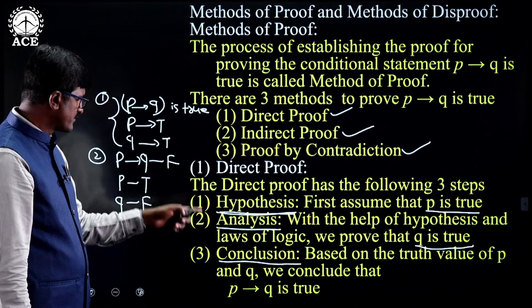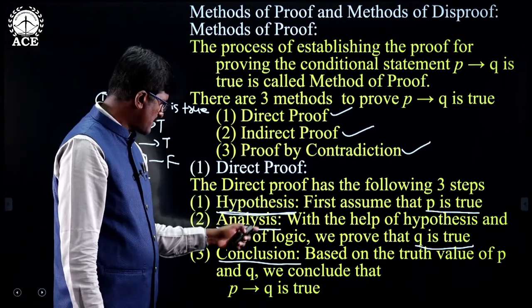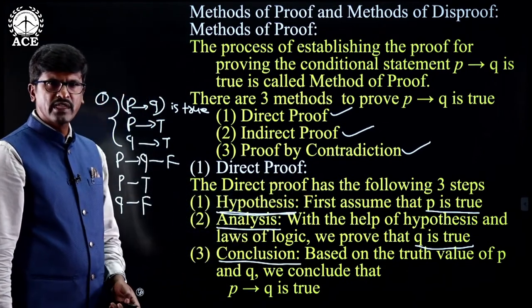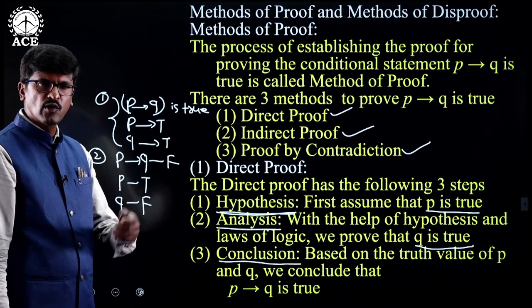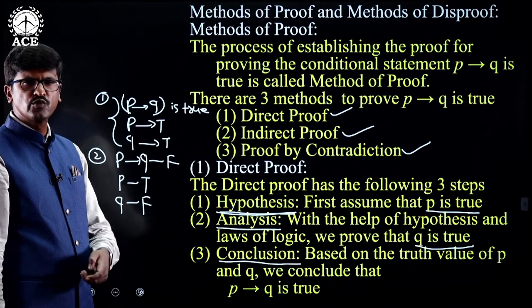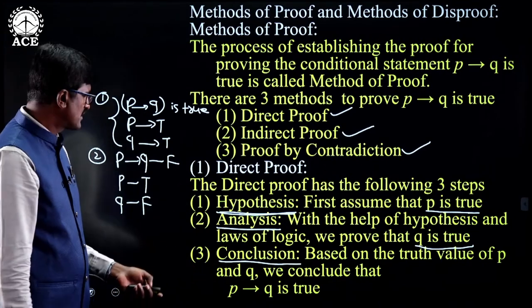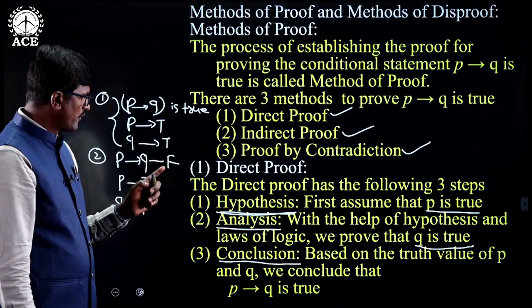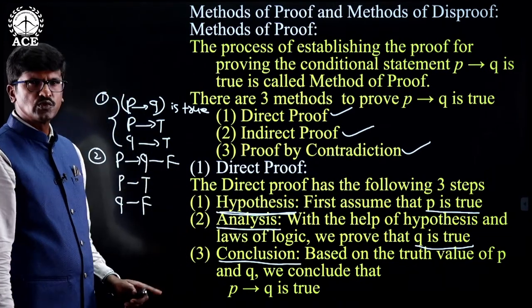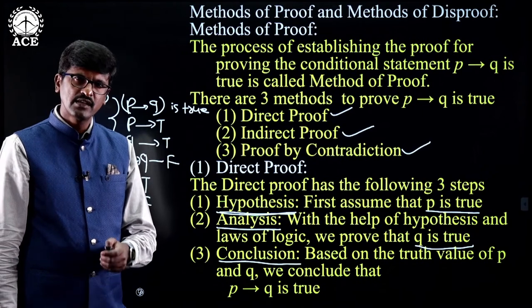This is the direct method. We have hypothesis, the first step. In hypothesis, we assume P is true. The second one is analysis. With the help of laws of logic and all the formulas which we have discussed in the previous sessions, we are going to prove that Q is also true. When P is true and Q is true, the conditional statement is true.